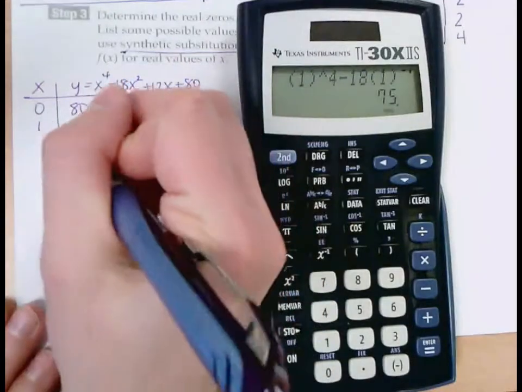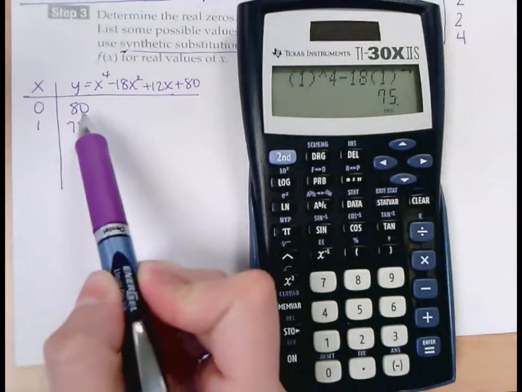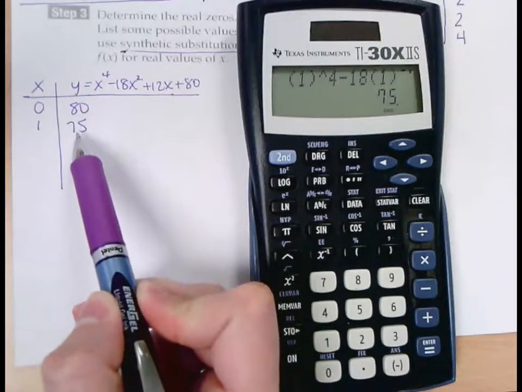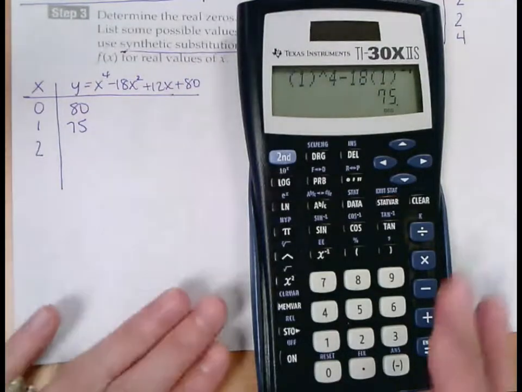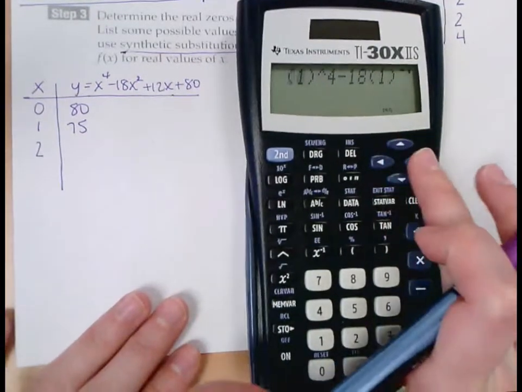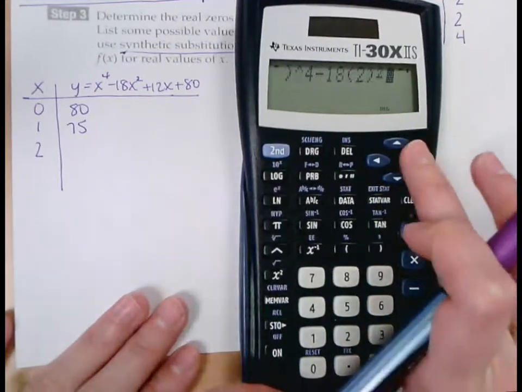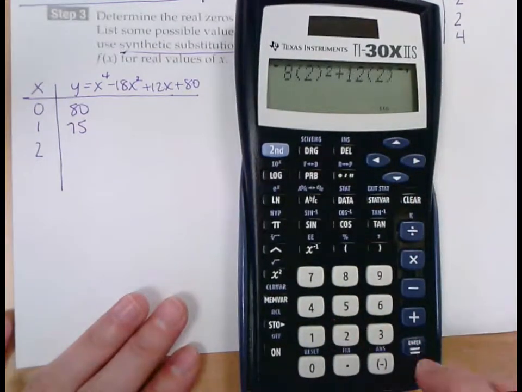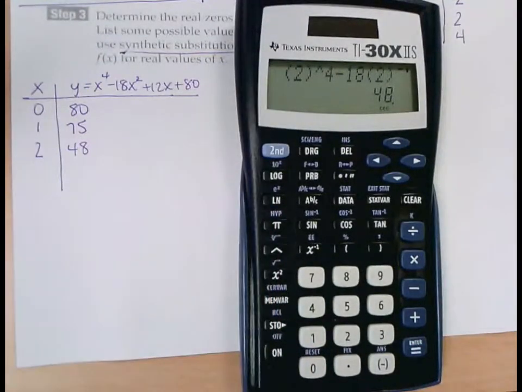If I plug in 1, I get 75. Okay, so my y value is still not 0. It's still far from 0, but compared to where it was, it is closer to 0. So I'm going to keep going. I'm going to plug in 2. So now I can just go up and replace all of my 1s with 2s. And that y value is 48. Okay, again, still not 0, but it is closer.